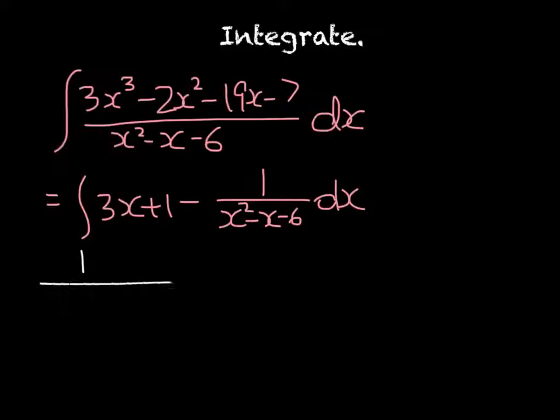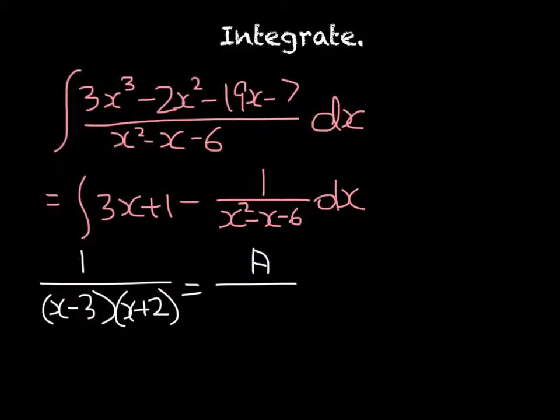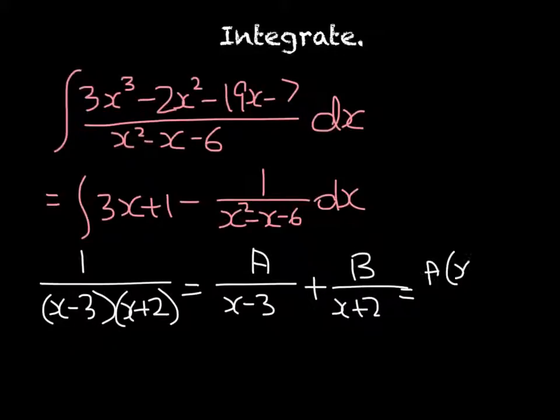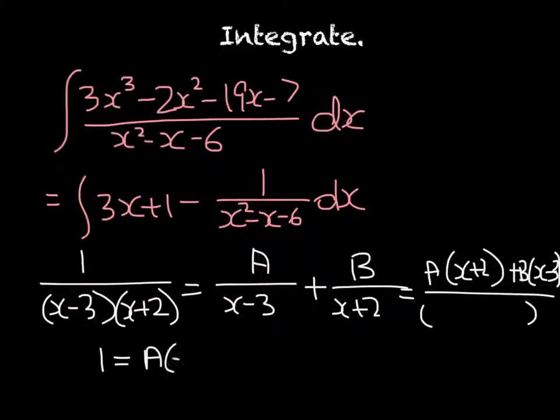So let's just take this out and we'll factor the denominator. That'll be x minus 3 times x plus 2. Set that equal to a over x minus 3 plus b over x plus 2. So that's a times x plus 2 plus b times x minus 3 over our denominator, meaning that 1 equals a times x plus 2 plus b times x minus 3 for all x.